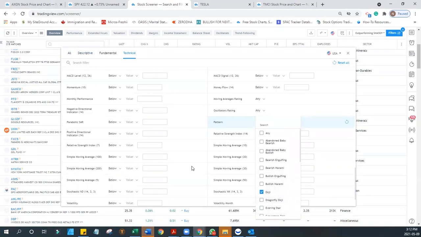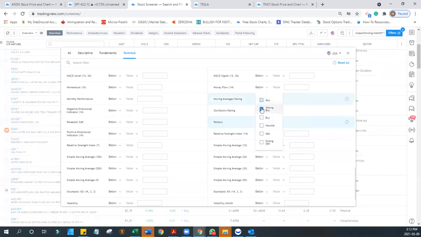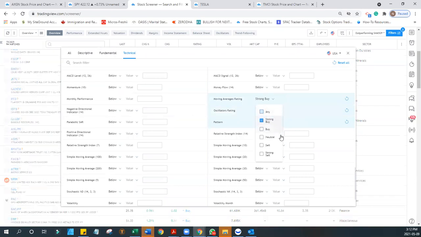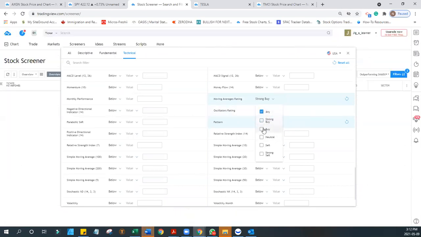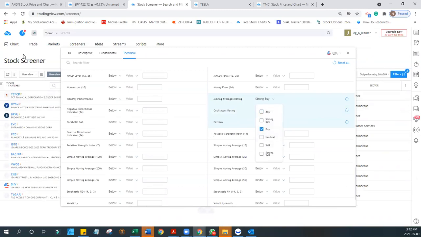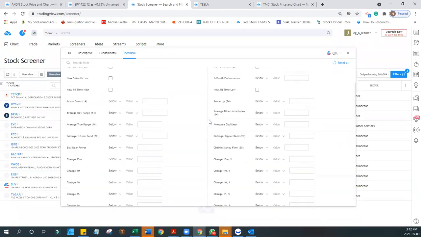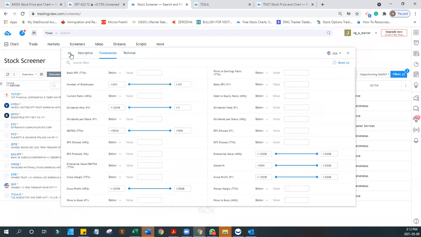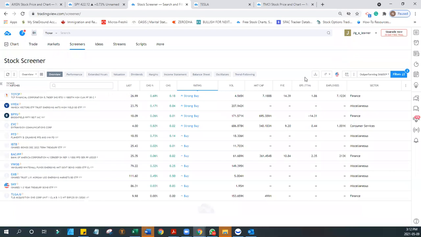So 215, I don't want to go through 215. Let's say moving average rating, I want strong buy. I have 94 now. Oscillator rating, I want to go buy. There is nothing on strong buy, so let's say buy. I have 11 matches. Let's see these 11 matches. I just did the doji and I just did the strong buy or the buy.